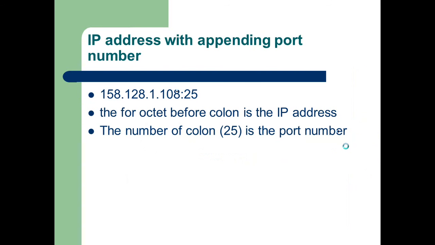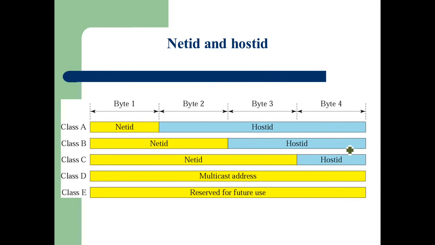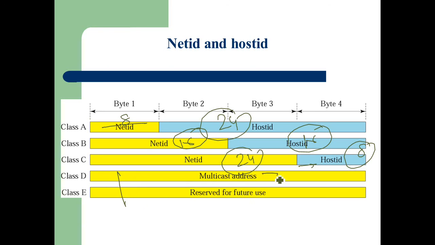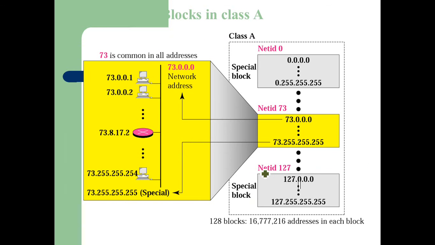Now that is what I was talking about. Class A, this first 8 bits, then remaining 24 bits. In class B, it is 16 bits and 16 bits. Class C, it is 24 bits, 8 bits. So in a network, how many hosts are possible? This is what is calculated, and D and E is multicast and reserved for future use and other purposes.